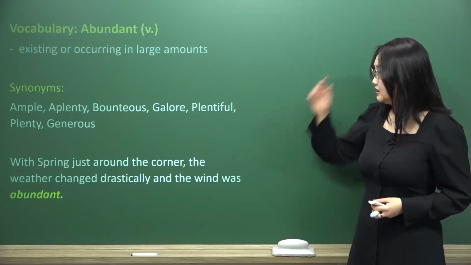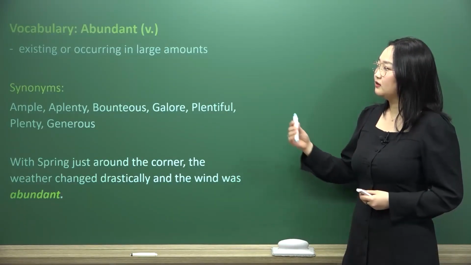Then we have the word abundant. This is a verb existing or occurring in large amounts.